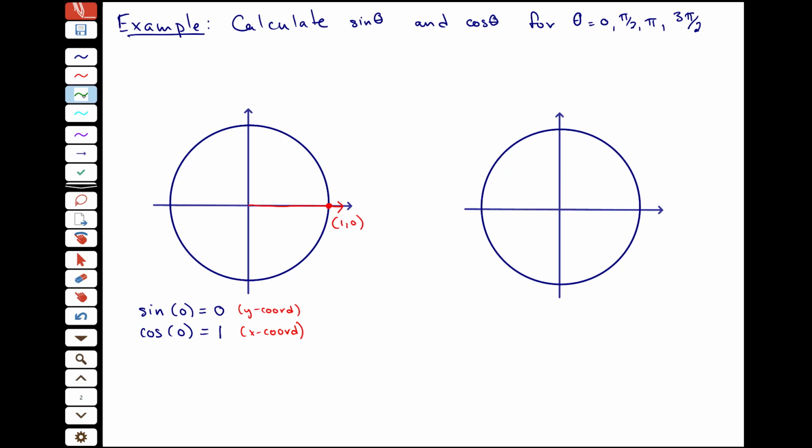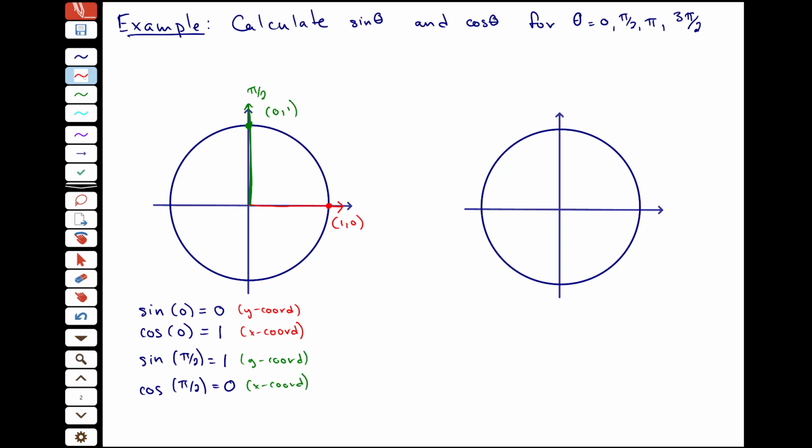Likewise, if we look at an angle of pi over 2, so here's pi over 2 right up here, and we look at the point that's on the unit circle. Well, this is the point (0, 1). And so if we look at sine of pi over 2, we want the y-coordinate of that point. So sine of pi over 2 is 1, and cosine of pi over 2 is the x-coordinate. So cosine of pi over 2 is 0. So again, this is the y-coordinate and the x-coordinate.